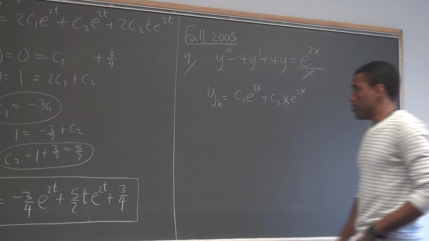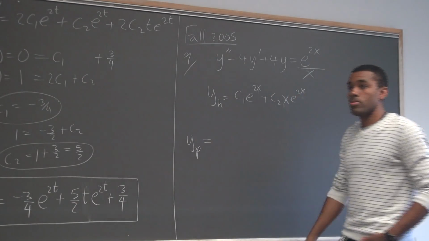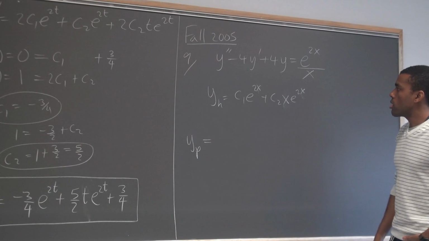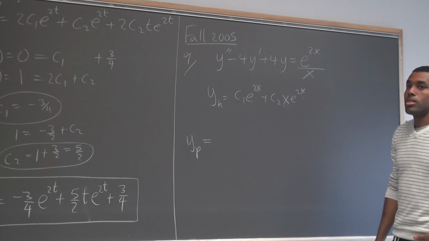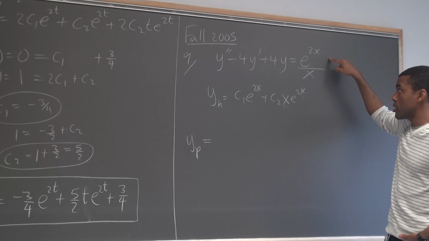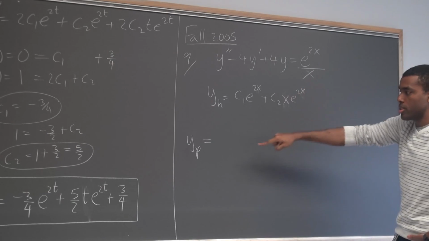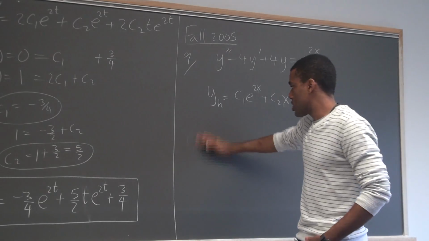So what does our yp look like? I think we have to use variation of parameters for this. You can't just guess a form because this doesn't fall into the category of any one of the forms. It is not a polynomial times an exponential. Therefore, we cannot use undetermined coefficients. We will have to use variation of parameters.